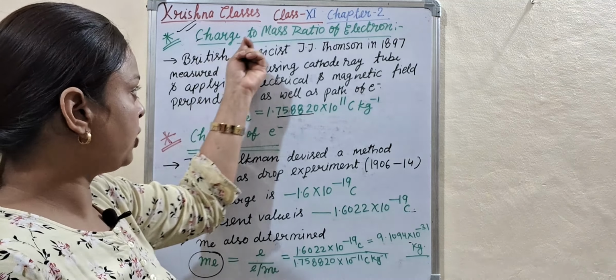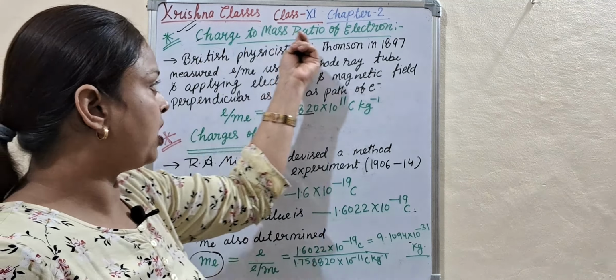Today's topic is charge to mass ratio of electron. This is a topic of class 11th, chapter 2, Structure of Atom.